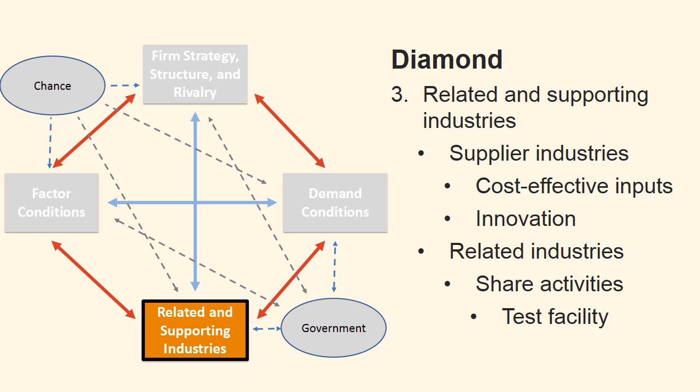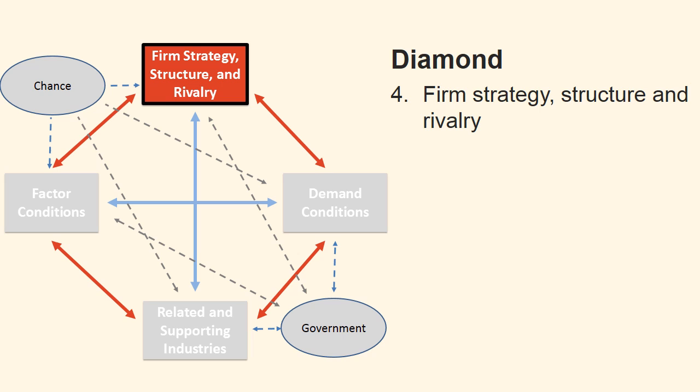The fourth and last broad determinant is firm strategy, structure, and rivalry. Many aspects of a nation, too numerous to generalize, influence the ways in which firms are organized and managed.